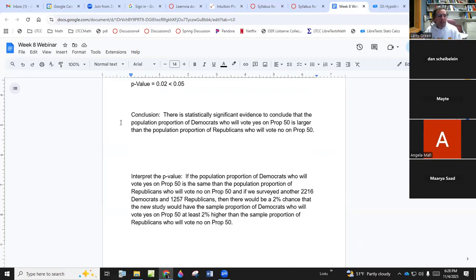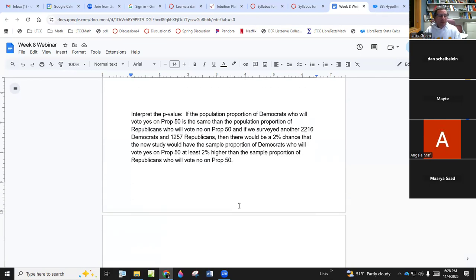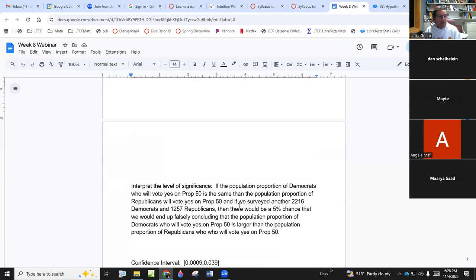Any questions on this example? Okay, let's do another example. Let's interpret the level of significance now. And it's very similar. Let me fix a few things.